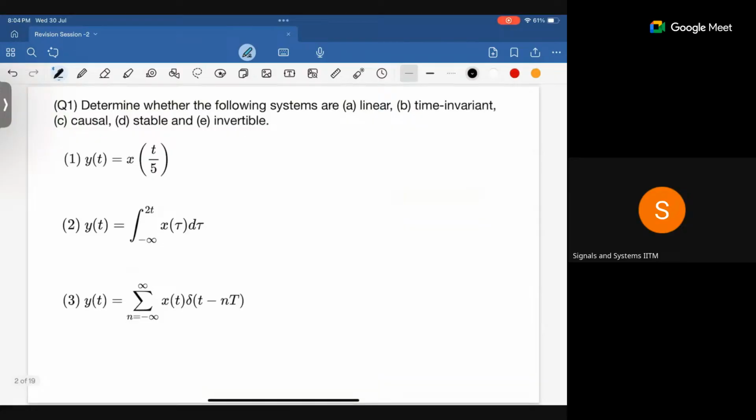Week 5 is all about systems and their properties mainly. If the input and output relationship of a system is given to us, we should be able to comment on the properties of the system: linear or not linear, time invariant or time variant, causal or non-causal, stable or unstable, invertible or not invertible, and there is also memoryless, which is an important property. We will do all of them.